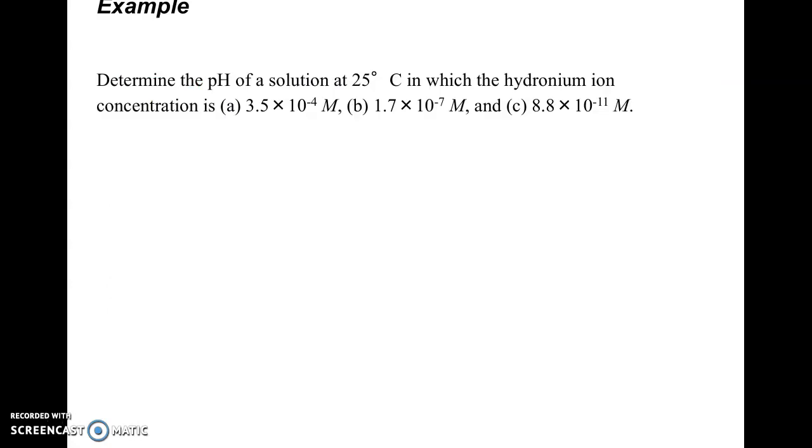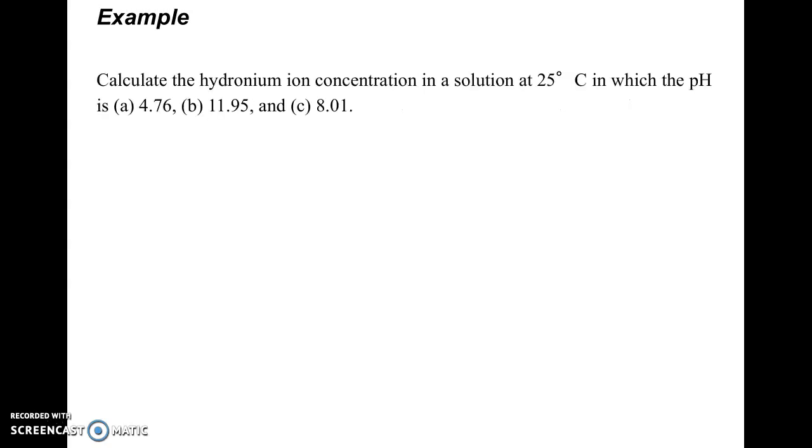So here's an example of determining the pH where you have hydronium ions of 3 different values, and we will discuss these in class. And here's another one where you want to calculate the hydronium ion concentration when you know the pH.